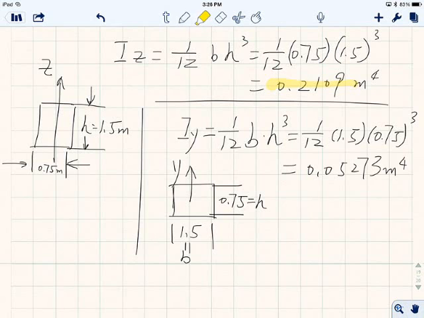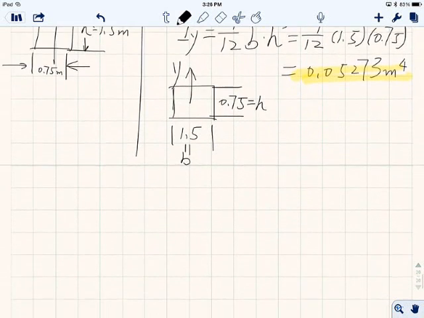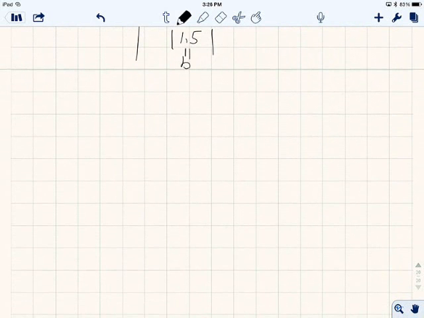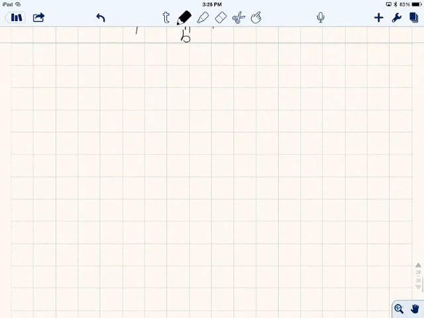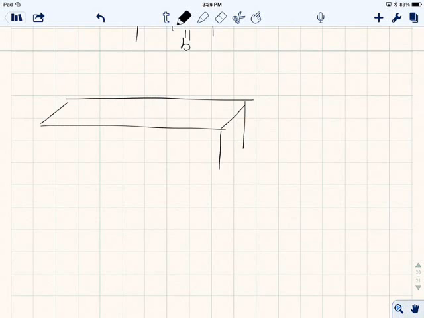Okay, let's see. All right. One last thing is we need to find out the distance to the neutral axis, right? That's very easy, and I'm just going to draw a picture over here to show you.